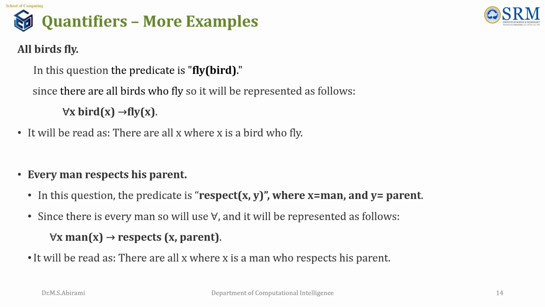Every man respects his parent. Here the predicate is respect(x, y) where x is equal to man and y is equal to parent. Since there is every man, we will use for all and it will be represented as ∀x man(x) → respects(x, parent). It will be read as there are all x where x is a man who respects his parent.